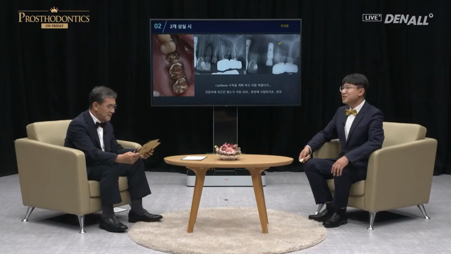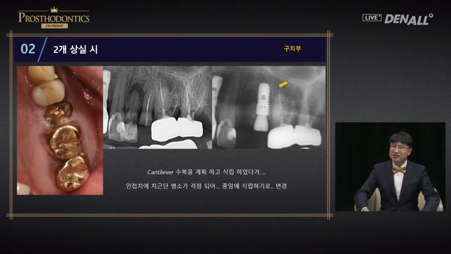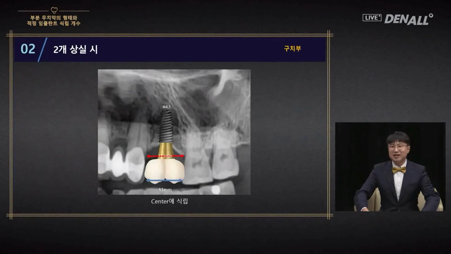Let's look at the next case. 24 and 25 had to be removed. However, the space was very tight. I think it's approximately 11 millimeters. I planned for a cantilever bridge restoration. However, I was concerned about the periapical lesion and I decided to place it in the middle.